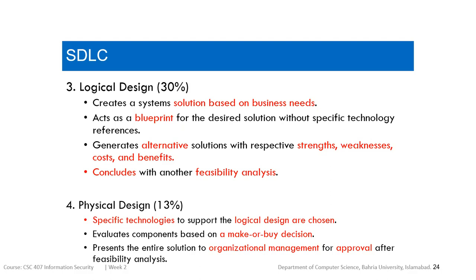So if your product is useful for the customer, then he is going to use it. And if it's not useful, then he is not going to use it. So that is the first and prime objective of your software, that it should be in accordance with the business requirement of the client. Act as a blueprint for desired solution without specific technology referred.